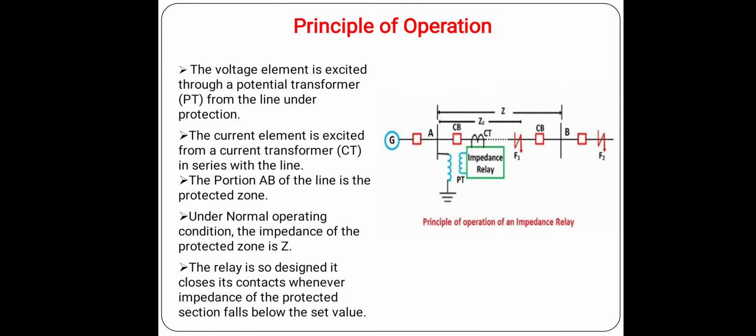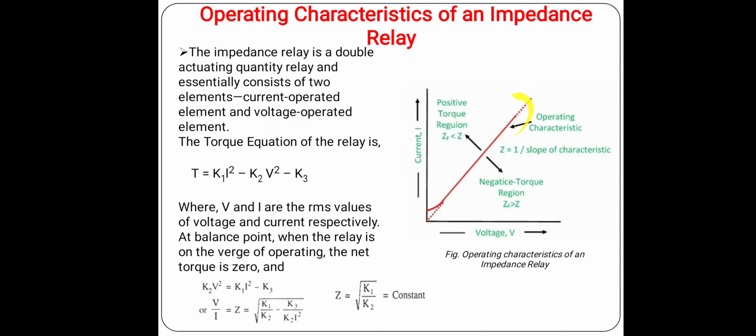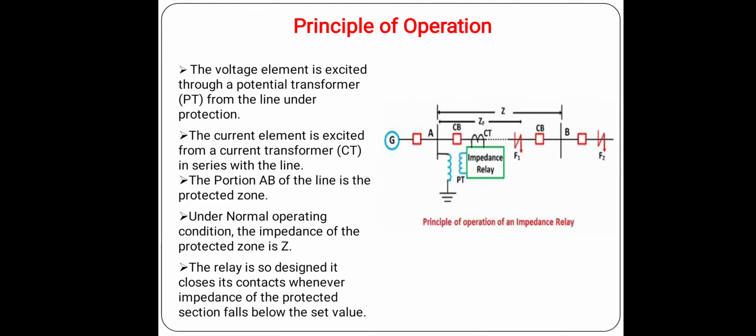That means when the ZF value is less than Z, under that particular condition the impedance relay must be operated because the fault is in the protected zone. But when the fault occurs at point F2, this is known as an external fault because this fault occurs outside the protected zone of AB. Then here we clearly see that the impedance between the relay location and the fault will be greater than the impedance of Z. So when the impedance during the fault condition is greater than the value of Z, under this condition the relay will not be operated. So this is the basic principle of operation of the impedance relay.